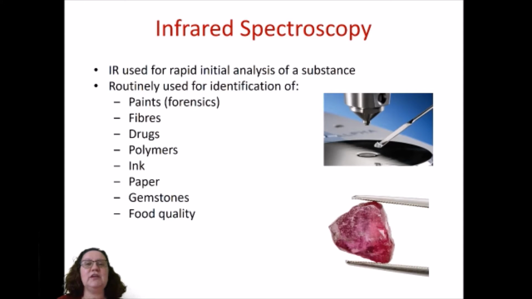Infrared spectroscopy is a hugely popular technique. It can be used in a chemistry laboratory to quickly identify a substance, or at least to give us an inkling of what the substance can be on the basis of bands in the infrared spectrum. It's also widely used routinely in forensics, for example, to identify paints, fibers, or drugs, as well as in various other industries, from, for example, jewelry, to identify the quality of gemstones, to food quality, to identify adulterated products.